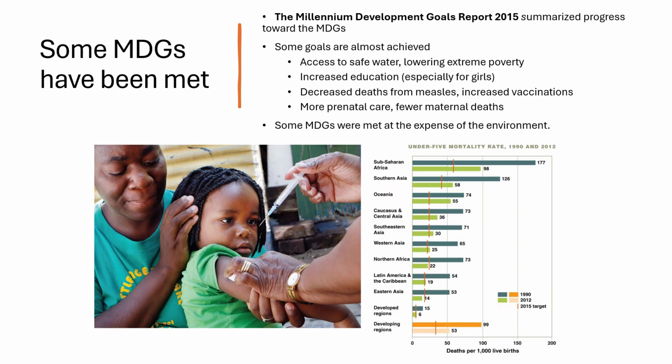So some of the goals have already been reached or achieved by 2015. For example, access to safe water, lowering extreme poverty, access to education, especially for girls, decreasing death from disease that we know we can cure or prevent through vaccination, and providing more prenatal care to women so that we can reduce maternal death. Some of these goals were achieved. Some were achieved at the expense of the environment.